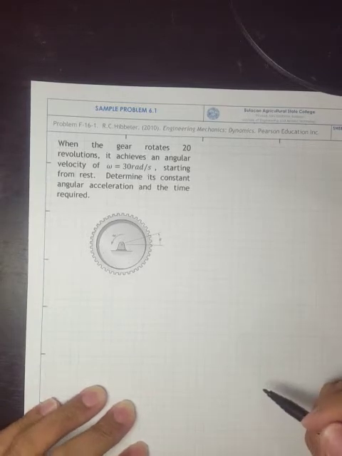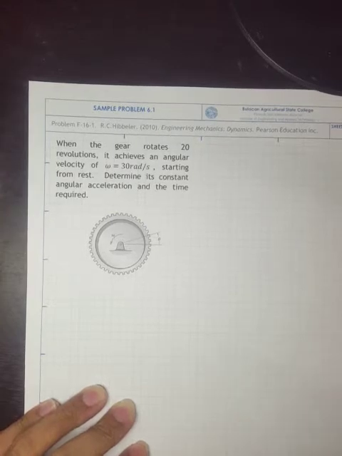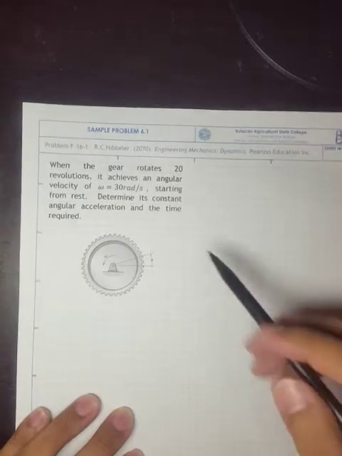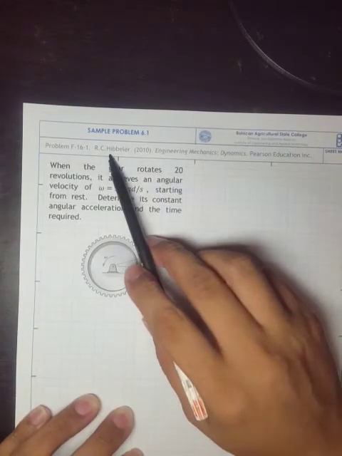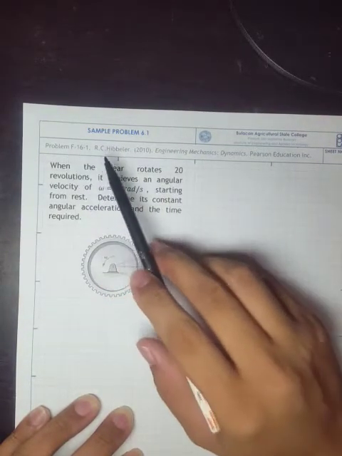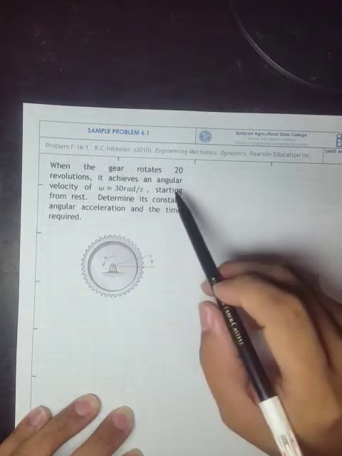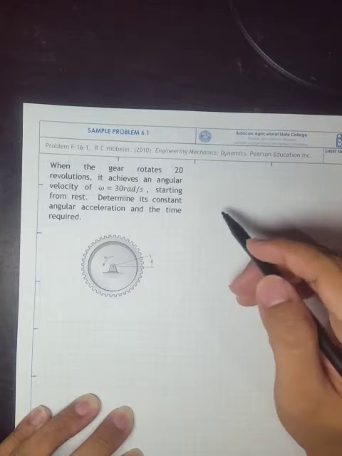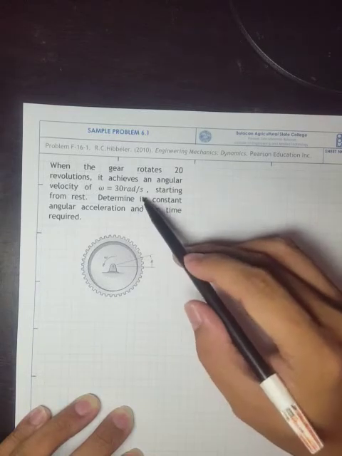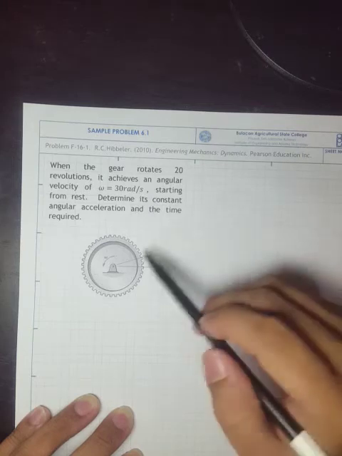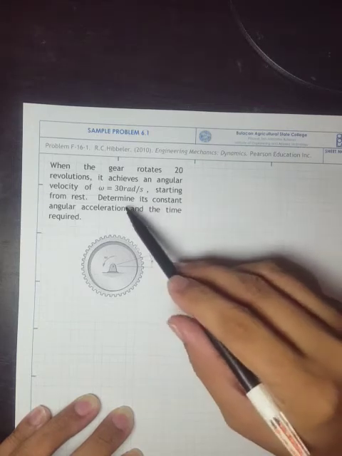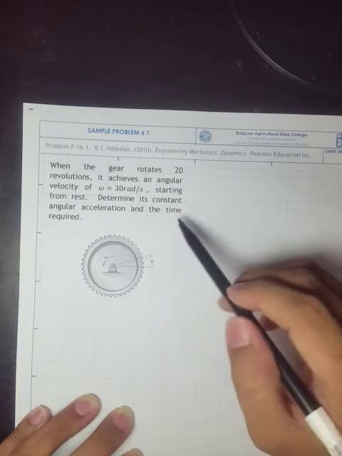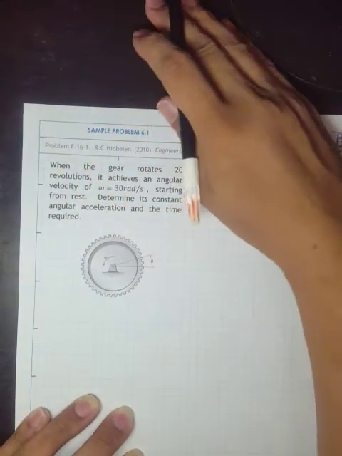So in this video we're gonna do some sample problems for rotation about a fixed point. This problem is actually taken from the textbook of Hibbeler. The problem is F16-1. It states that when the gear rotates 20 revolutions, it achieves an angular velocity of 30 radians per second, starting from rest. Determine its constant angular acceleration and the time required.